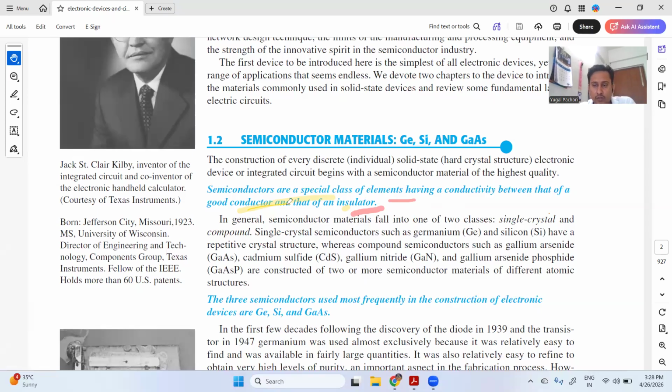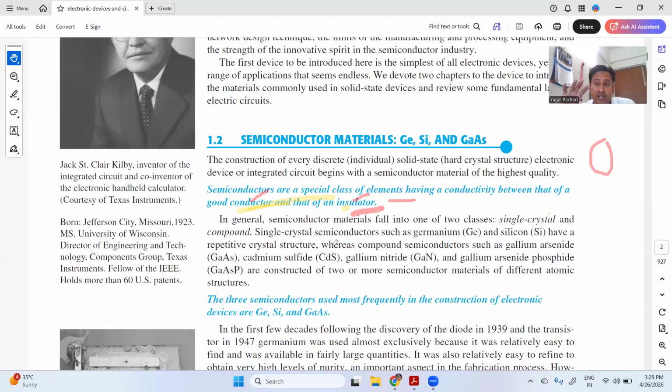But you understood what a semiconductor is? What is a semiconductor? Two types I already told you: extrinsic and intrinsic. Now the conductivity of the semiconductor lies between that of a conductor and an insulator. Those who are students of electronics or material science know what a conductor and an insulator are. The conductivity of the insulator is almost zero, whereas the conductivity of the conductor is very high.